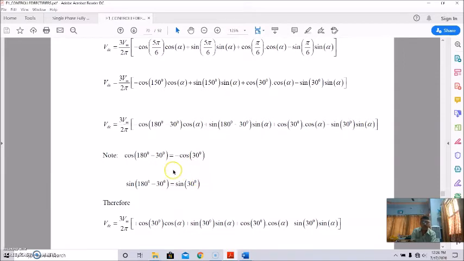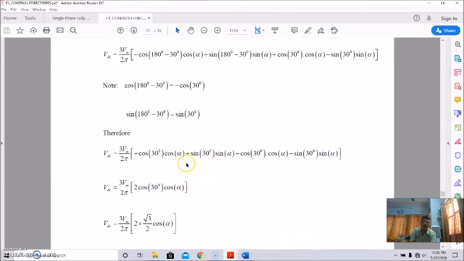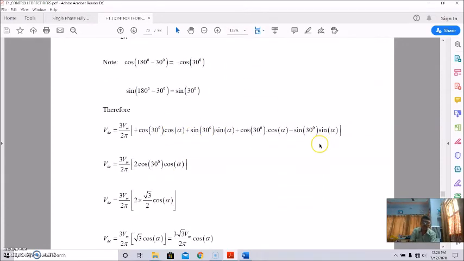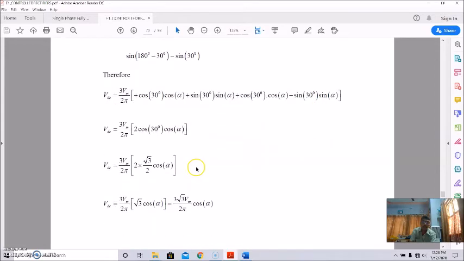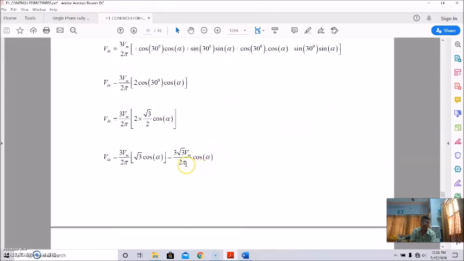Actually sine is positive and cos is negative in the second quadrant. So therefore we can write this value. After calculation, it will become like this. So 3 root 3 Vm by 2 pi cos alpha.